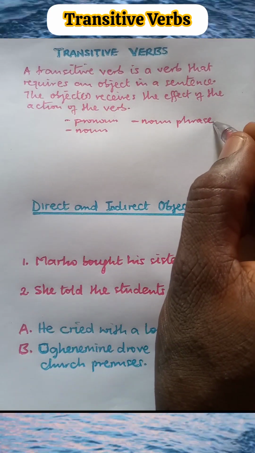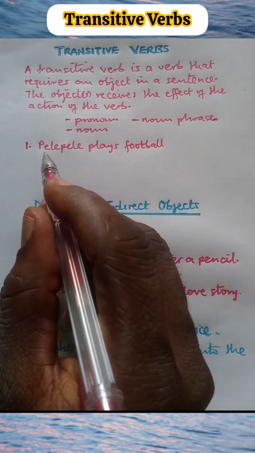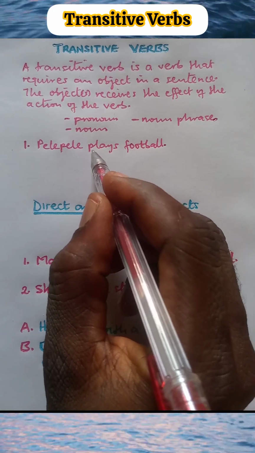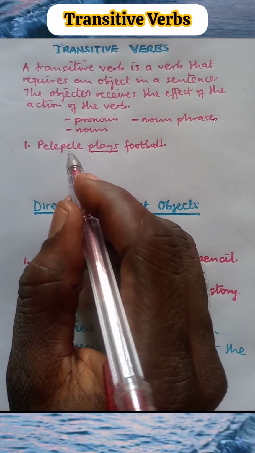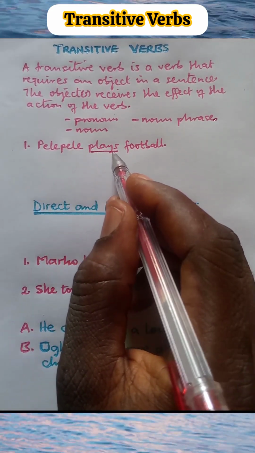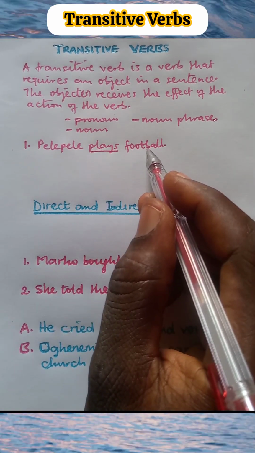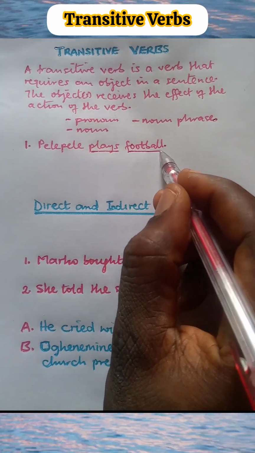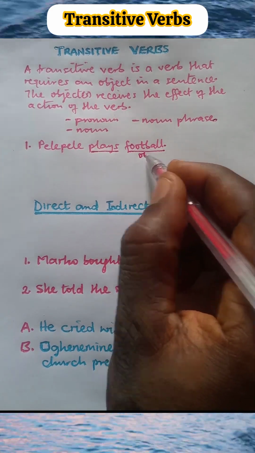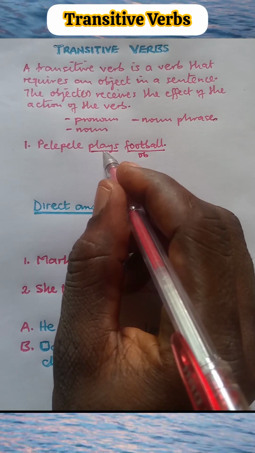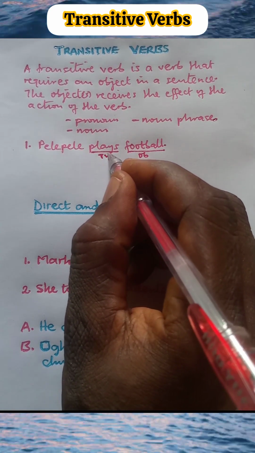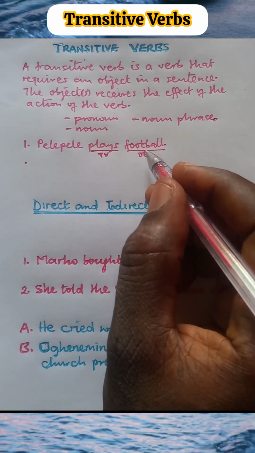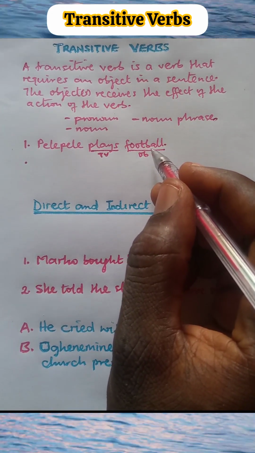Now, take a look at this sentence. Pele plays football. The verb here is plays. Pele performs the action of plays, and football receives the effect of the action plays. Football is the object of the verb. Therefore, plays is a transitive verb. In this sentence, the object of the verb, football, is a noun.